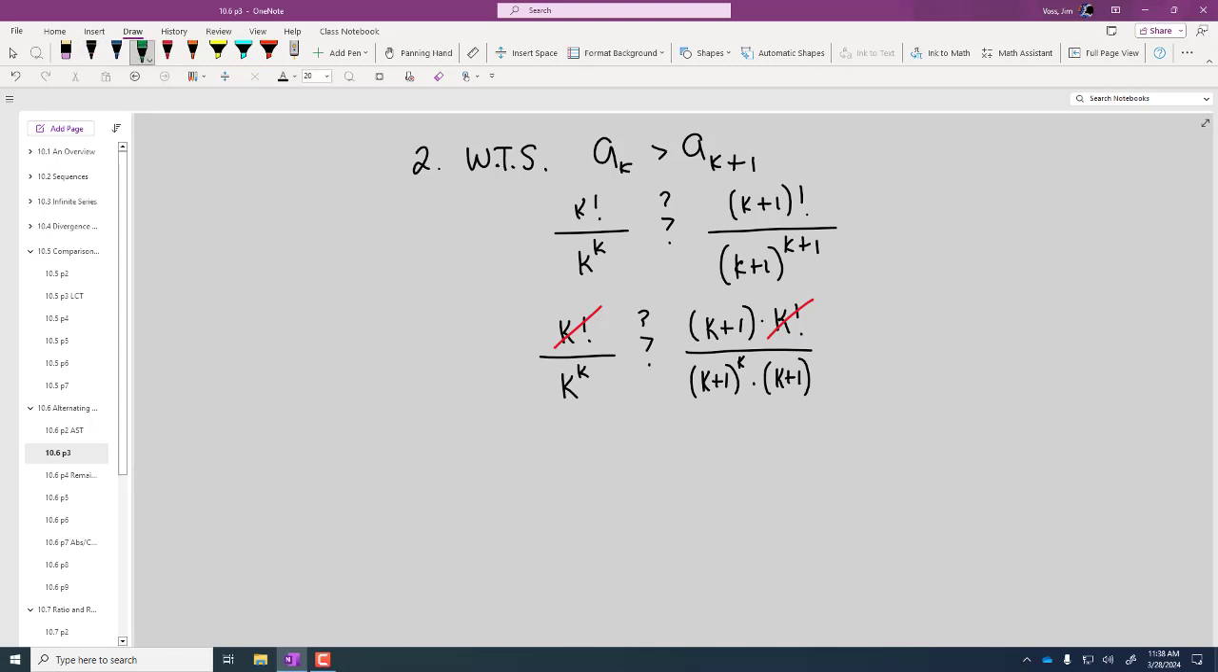Now, we have another thing canceling. This k plus 1 factor with that k plus 1 factor will cancel. And now we're close. So at this stage, let's summarize what we have. If we were to cross multiply, we would have k plus 1 to the k on the left. We still have our greater than with a question mark. And if we cross multiply, this k to the k is going to come over to the right. So we have that.